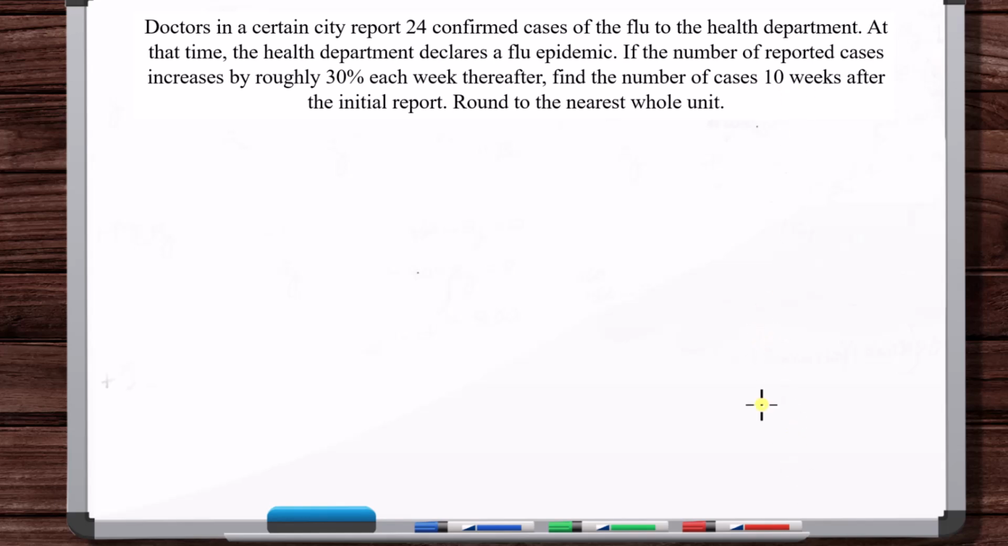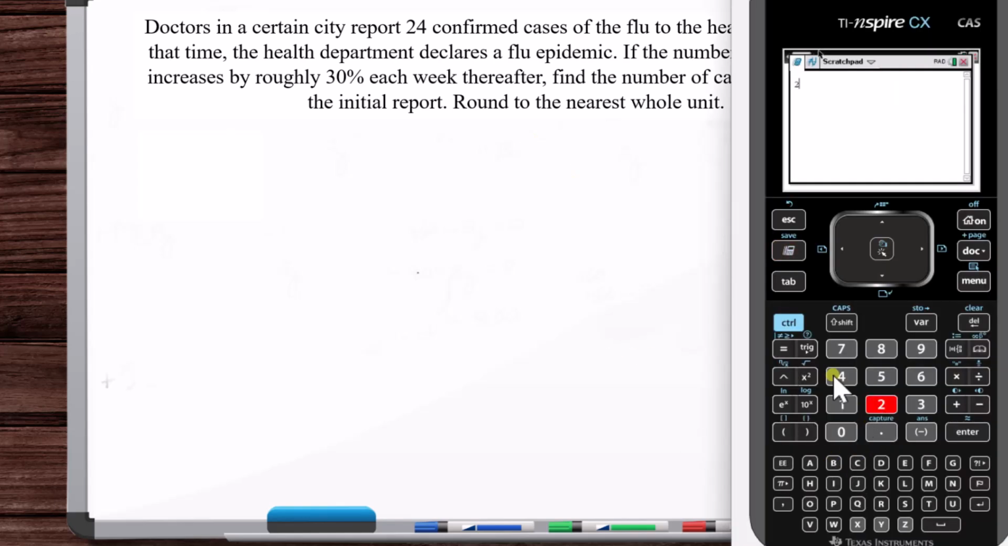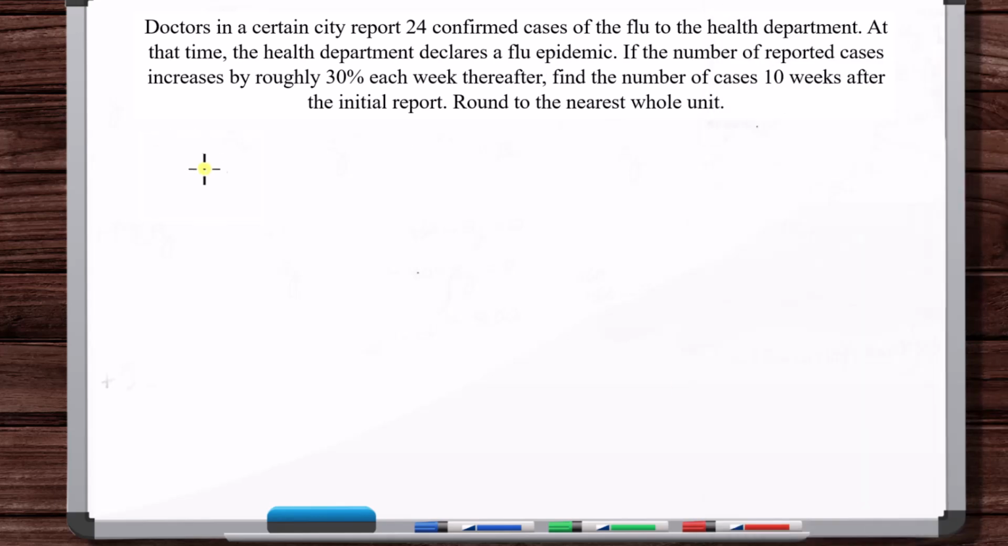But if we say 24 times 1.3, 31.2. So after the first week, there are 31.2 confirmed cases of the flu. You see? You see how that's tricky?